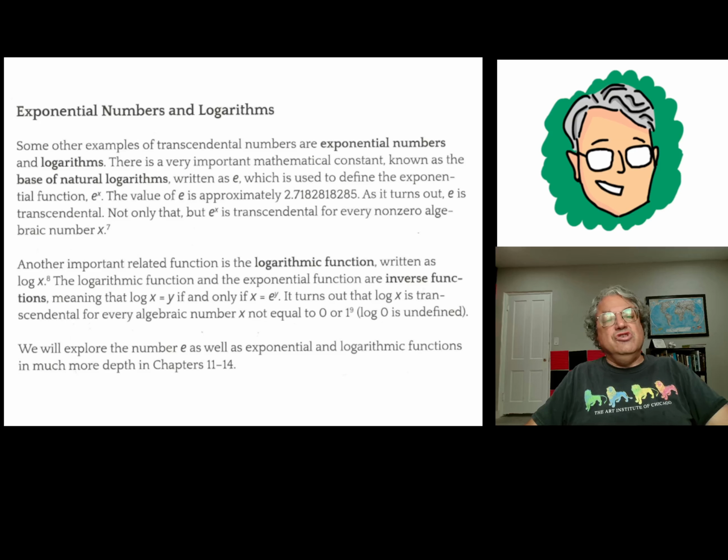What are exponential numbers and logarithms? Well, there's a special number in math called Euler's constant, given the symbol e. It used to be called the base of natural logarithms. It's a very important constant in mathematics, probably second most important after pi, actually. And the value of e is approximately 2.71828182885. It looks like it repeats, but it doesn't. It has the four digits 1828 repeated a couple times, but that's just a coincidence.